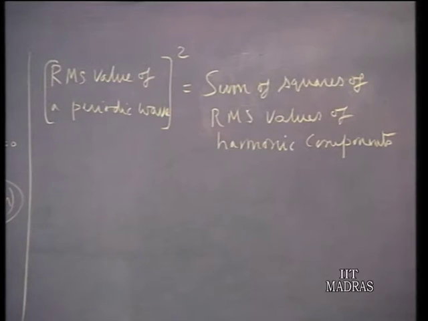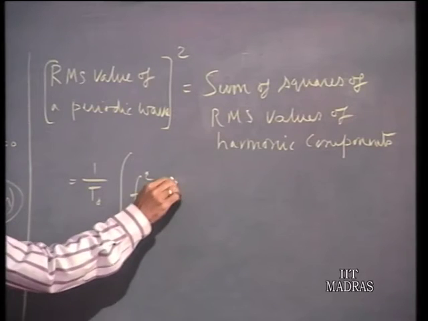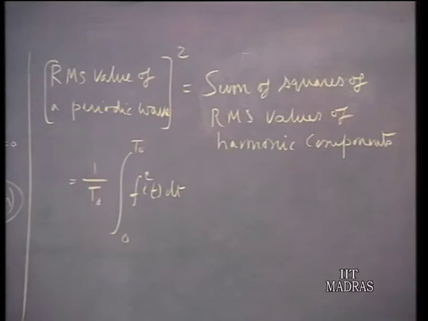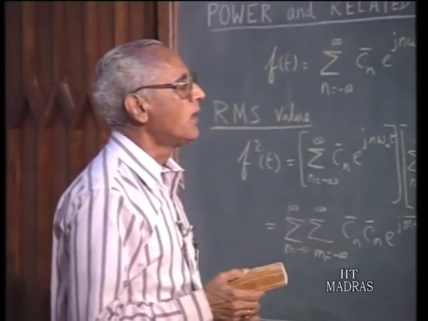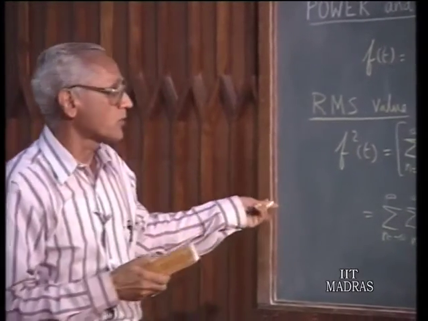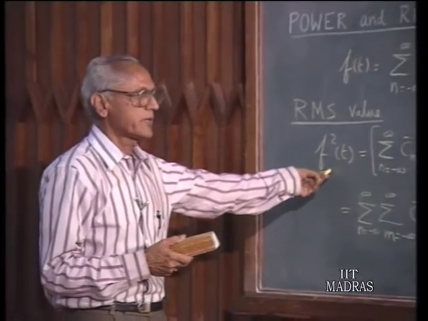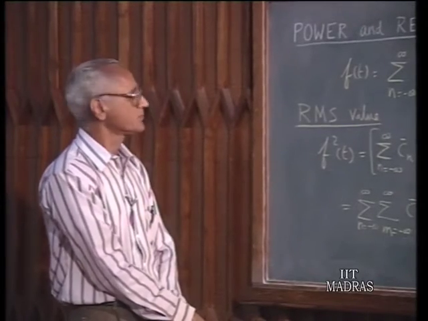This of course is also equal in the time domain to 1 over T naught times the integral of f squared t dt over a period. So we can calculate the RMS value either in the time domain or in terms of the harmonic components, whichever is convenient to you in a particular context. Now, let us continue this and see, as far as f of t is concerned, it could be a voltage signal, it could be a current signal. So we can calculate the RMS value for a voltage signal or a current signal using this kind of formulation.